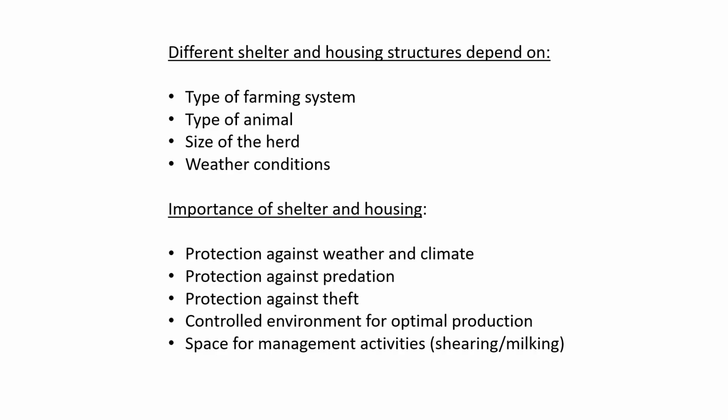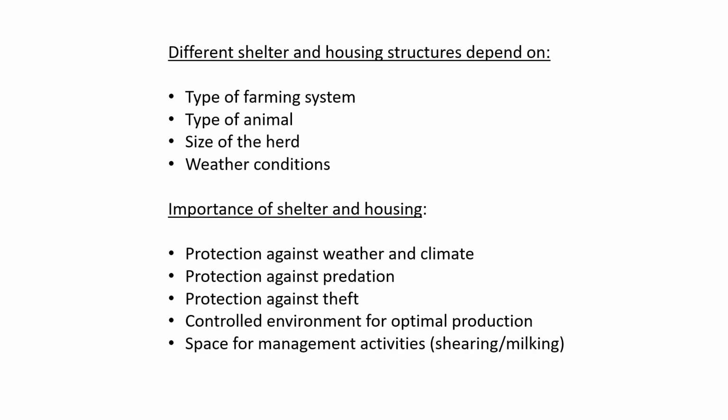So please remember, these four main things determine whether you use a shelter or a housing structure. Then this second half of the slide, importance of shelter and housing. Why do we actually need to worry about this? We talked about the first one, protection against weather and climate. That's the obvious thing. The animals need to be able to avoid being hit by hail. But the second thing is they need to be protected against predation. Many times keeping them inside a structure is good for their protection.